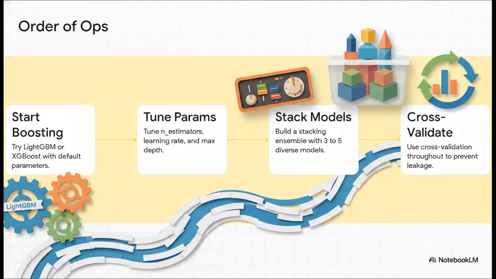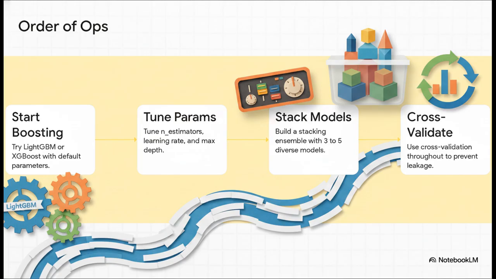Let's move on and see how this builds into a definitive 4-step order of operations for literally any tabular data problem in production. Step 1. Seriously, do not overthink it. Start with LightGBM or XGBoost using their default parameters. Step 2. Tune your key hyperparameters, things like the number of estimators, the learning rate, and your max depth.